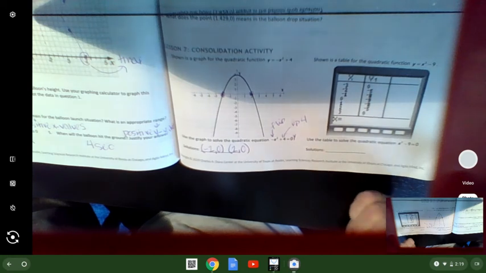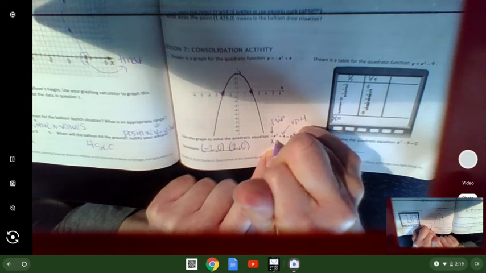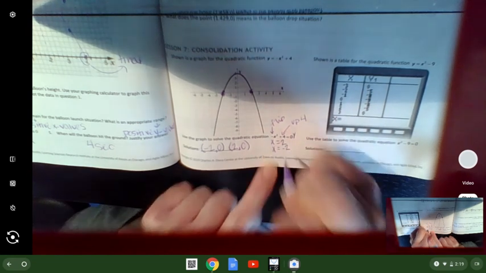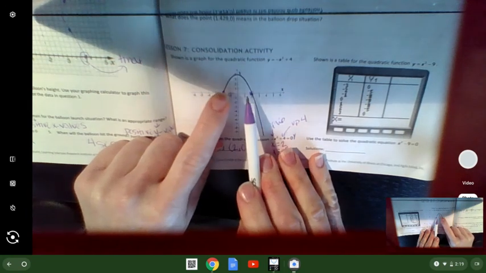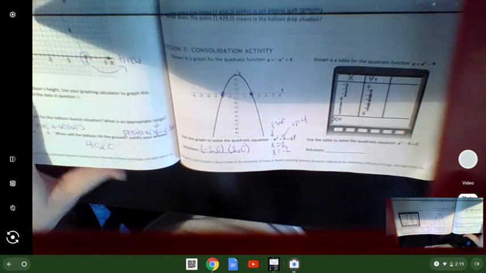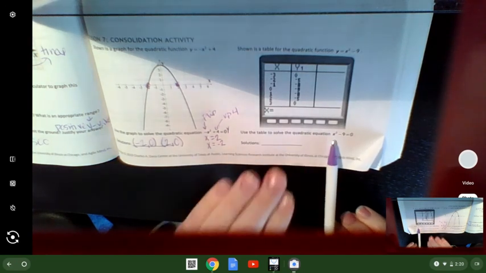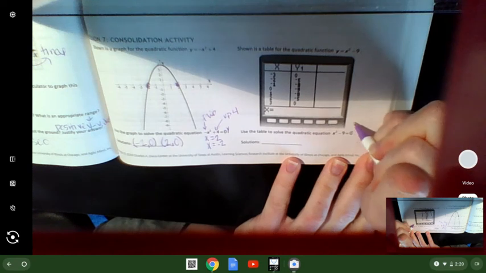Another way I could write this answer, remember when we solve equations, we're solving for x. I could also write this as x is equal to 2 and x is equal to negative 2. I can write these solutions as x equals, or I can write them as points, because on the graph, these solutions are indeed points. Now, looking at the table, how would I use this table to solve the quadratic equation x squared minus 9 equals 0? Well, this means I have a y value of 0.